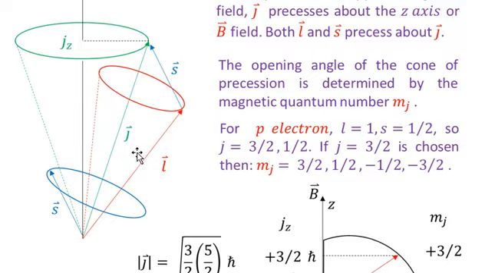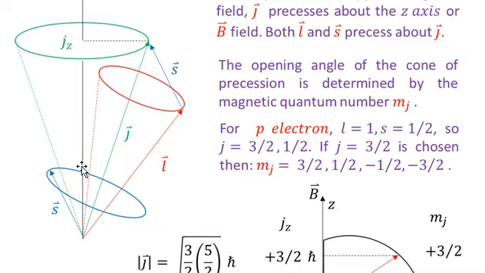So then J will carry out its precessional motion about the magnetic field, L will carry out its precessional motion about J, and similarly S will carry out its precessional motion about J. So in the presence of LS coupling and in the presence of the magnetic field B, L and S both will precess independently about the angular momentum J, and the total angular momentum J will then precess about the magnetic field B.